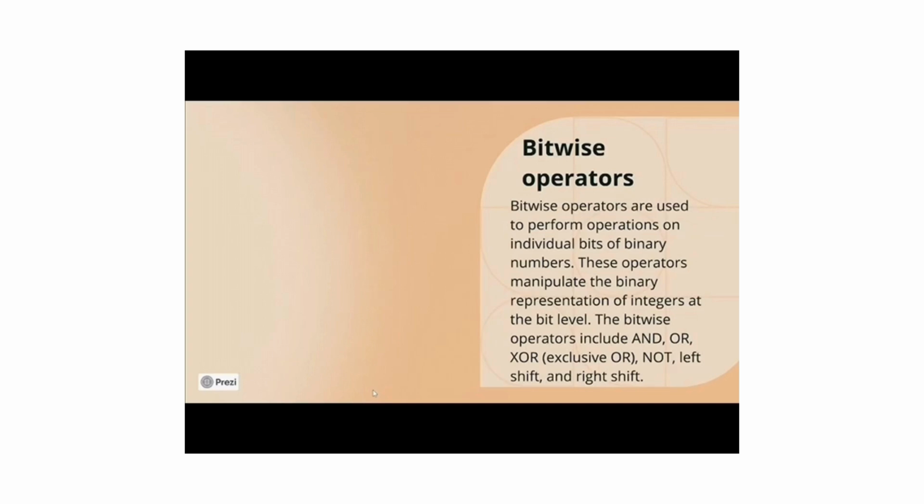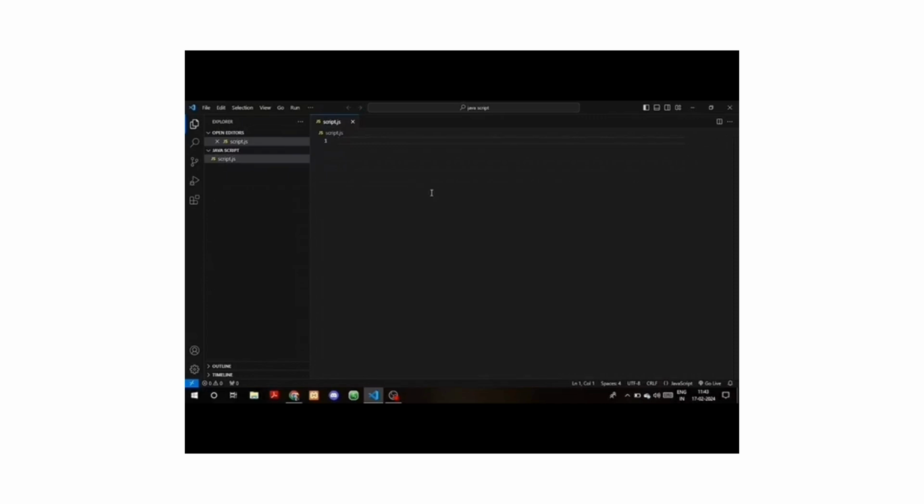So here I open my script.js file. First of all I will tell you the syntax of the bitwise operator. To write the bitwise operator you use the ampersand symbol.